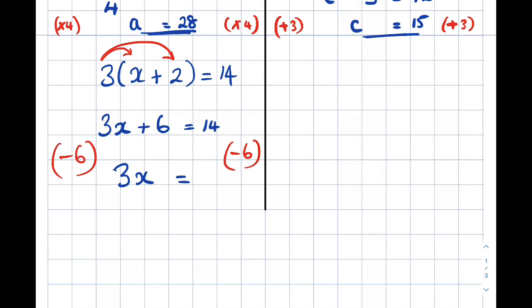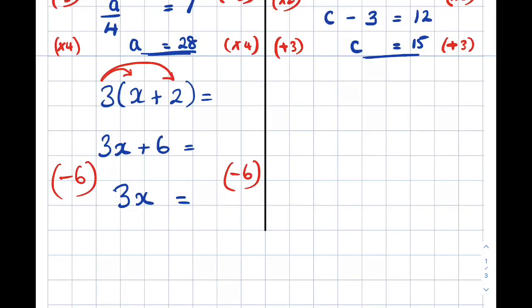So subtract 6 from both sides leaves you with 3x equals, I think I've made a mistake here. I should really have written here 24 just to make it work for this example. Okay, that should work nicely now.